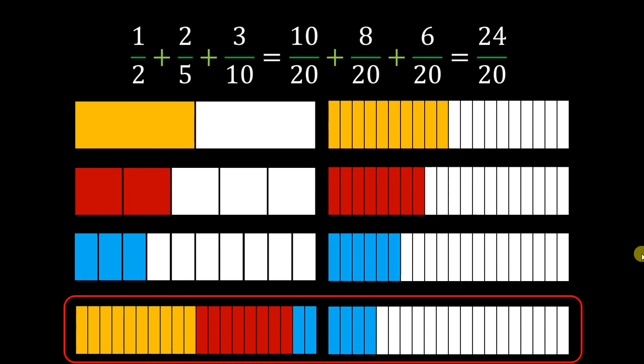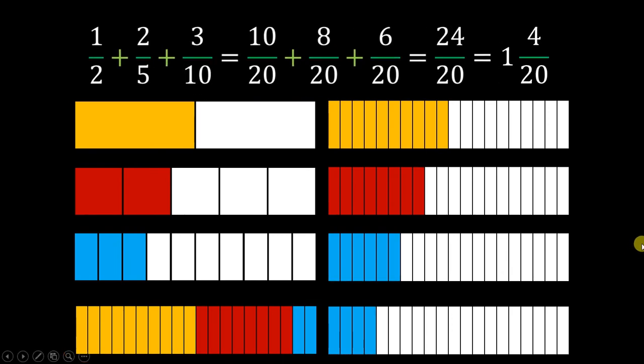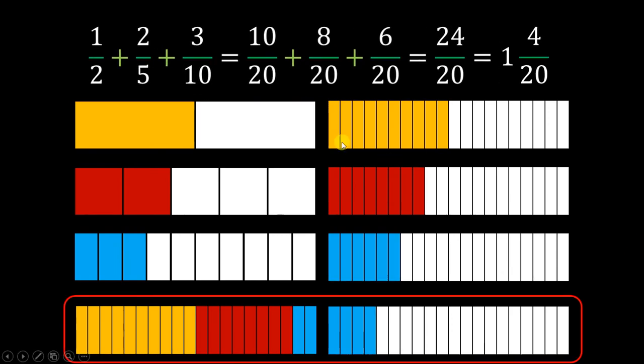So we can also simplify our answer to this: 1 whole 4/20ths. And you are visualizing this: 20/20ths make 1 whole, and we are left with 4/20ths in a separate strip. So this is a whole strip that is shaded, and here from this strip we have shaded 4 parts out of 20 total parts. So this is the final solution: 1 whole 4/20ths.